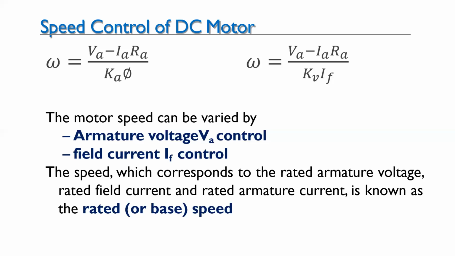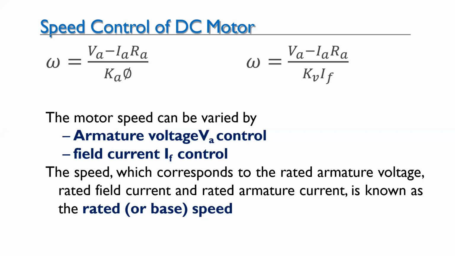So that's why it is also referred to as a constant torque operation with a variable speed. And in the second case, field current control method, as torque is proportional to Ia as well as If, and you are varying If, that means at the cost of torque, you are changing the speed. Meaning your torque will start reducing as you are reducing the value of If.